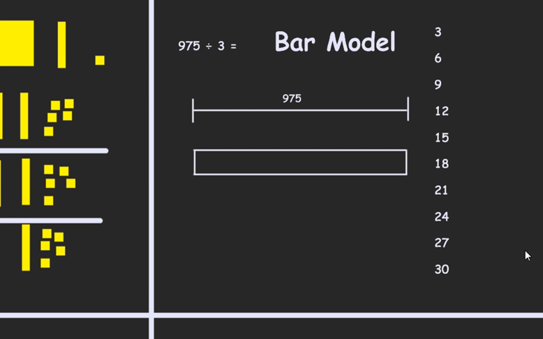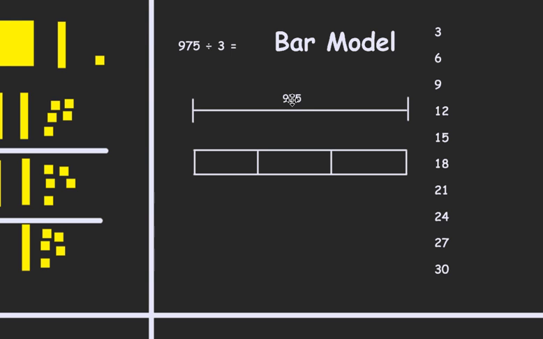Now this is probably the hardest one to do with larger numbers. It's much easier to see the bar model with smaller numbers, such as 24 divided by 3. But since we have 975 divided by 3, 975 goes at the top, and then you make 3 sections, so 3 bars, 1, 2, 3. Then I would have to find out how many go in each section. This is where you can count. Ooh, that takes a long time to count to 975.